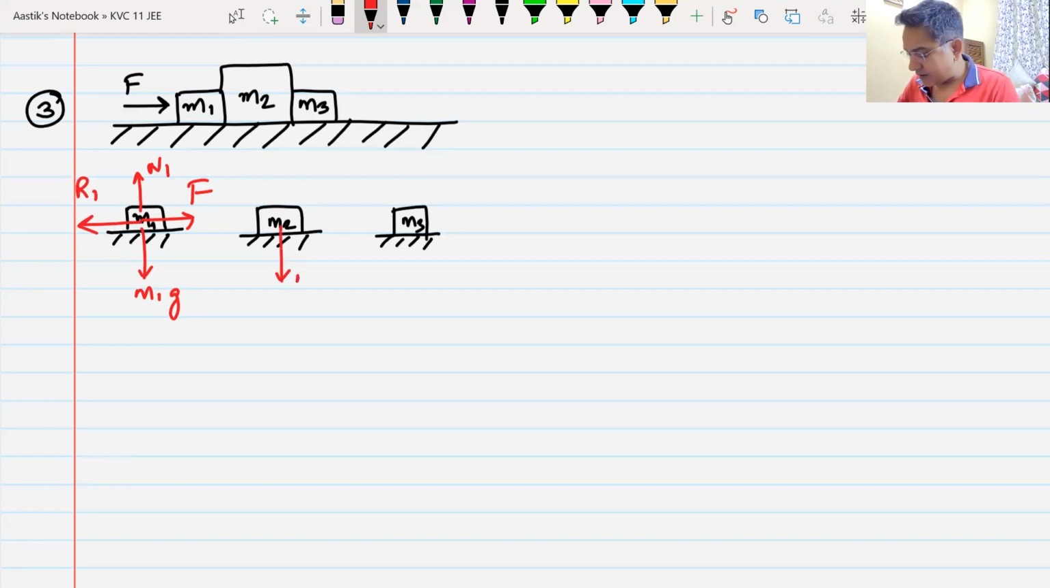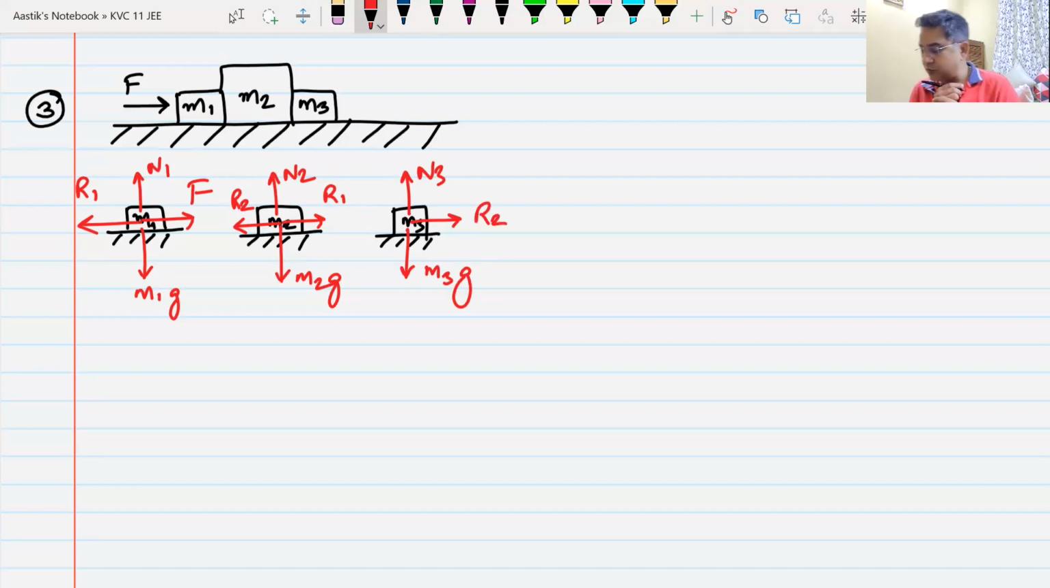Let me draw the free body diagram of M2. This is M2G. This is N2. This R1 force is coming because of mass 1. And this R2 force will be coming because of mass 3. Do we understand this? M3G, N3. And on M3, there is only one force, which is R2. Do we understand this?